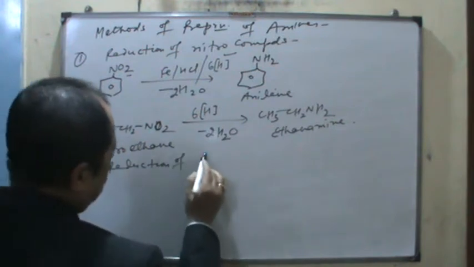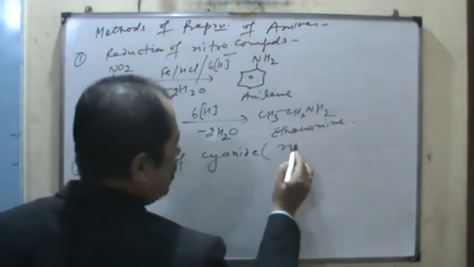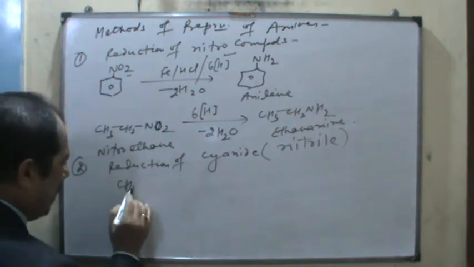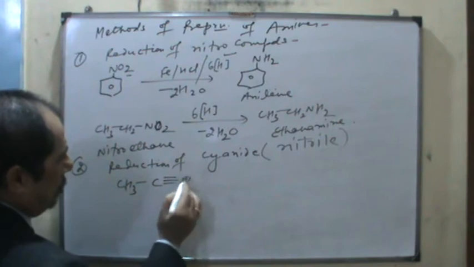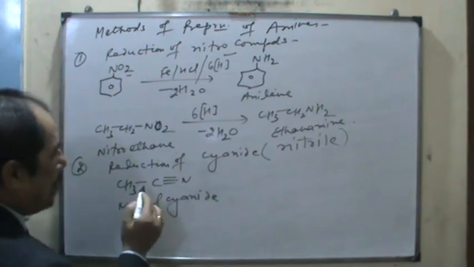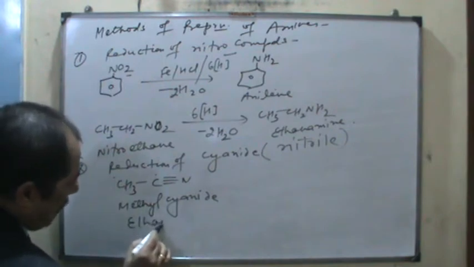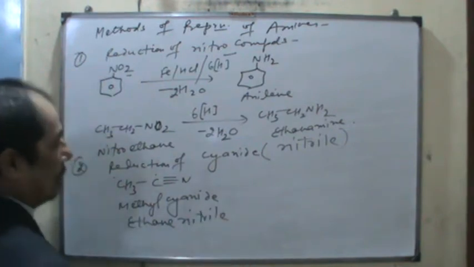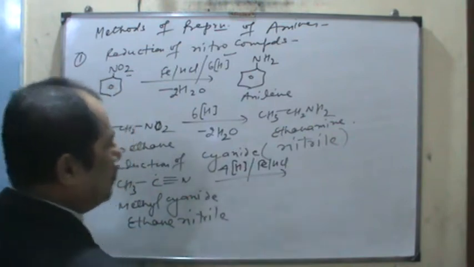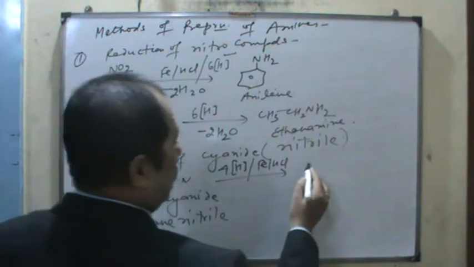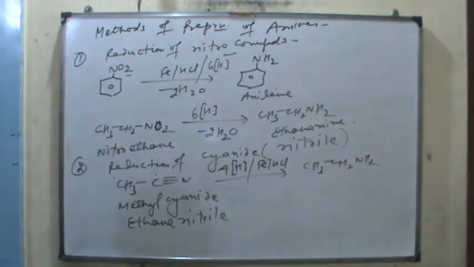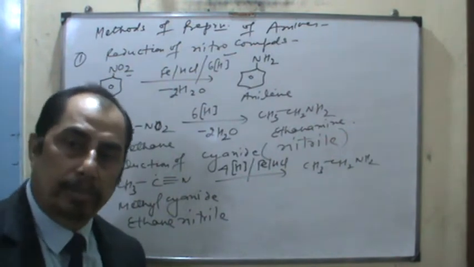Second is the reduction of cyanide. Cyanide in IUPAC system is known as, what is that? Nitrile. Cyanide whenever reduced, primary amines are formed. CH3C triple bond N. What is the common name? Methyl cyanide, alkyl cyanide. But in IUPAC system, count the total carbon: ethane and triple bond is the nitrile. Add the 4H in presence of any reducing agent, tin, palladium, nickel, then CH3CH2NH2. It is the ethylamine.